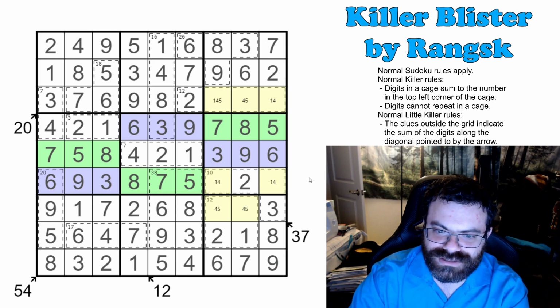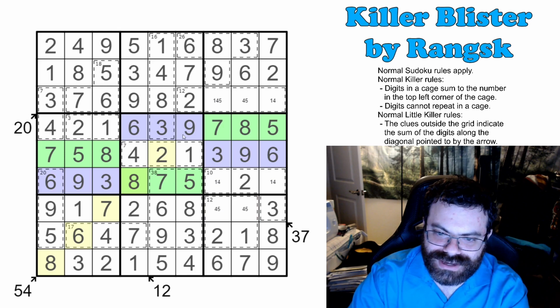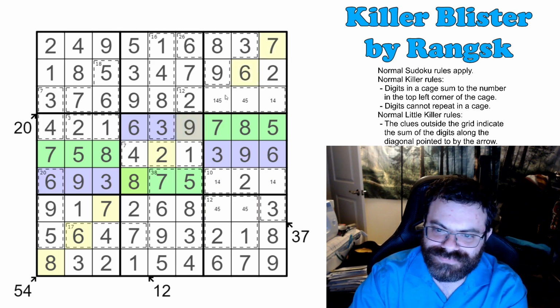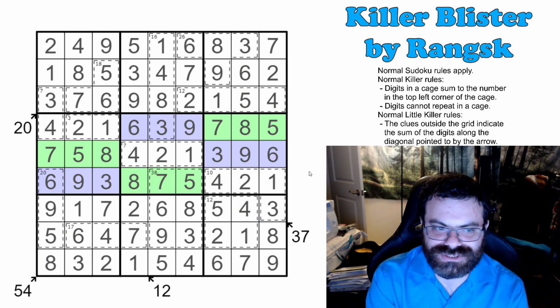Well, there is one little killer we haven't looked at yet, which is this 54. And I'm not going to do this in front of you, but you can believe me that these sum to 53, which means that this has to be 1, 4, 5, 4, 1, 5, and 4. So that is how you solve Killer Blister.